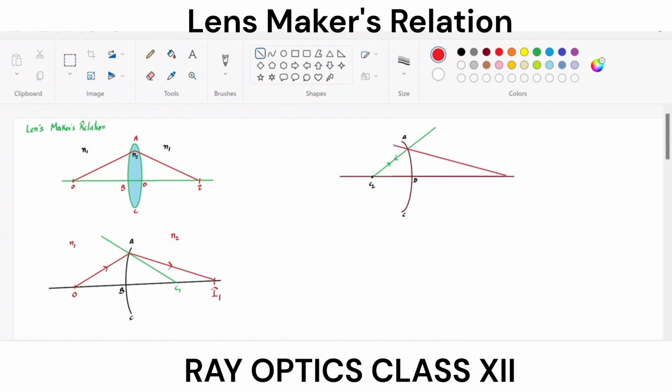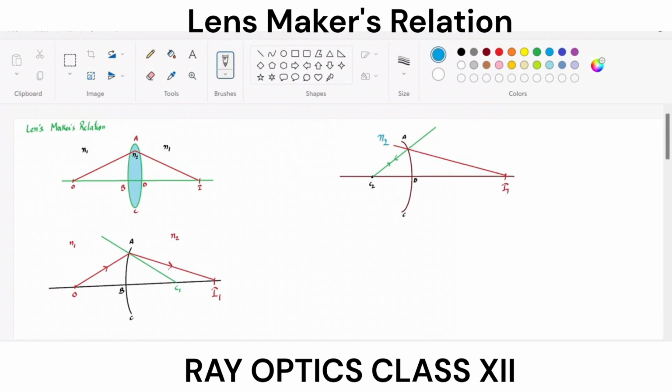This ray is coming from what? This is the ray. Look at this. Which ray? Up till here. Up till here this ray is. So this was supposed to form an image at I1. But this time be very careful, this side is N2.